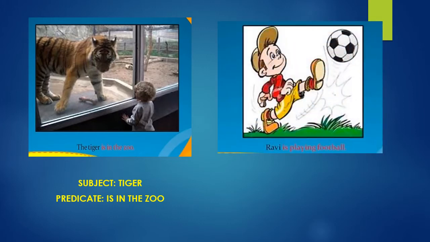Next example, Ravi is playing football. So we are talking about Ravi. So Ravi is the subject and predicate is playing football. What is Ravi doing? He is playing football. So predicate here is playing football. Understood, students? What is the subject and what is the predicate?